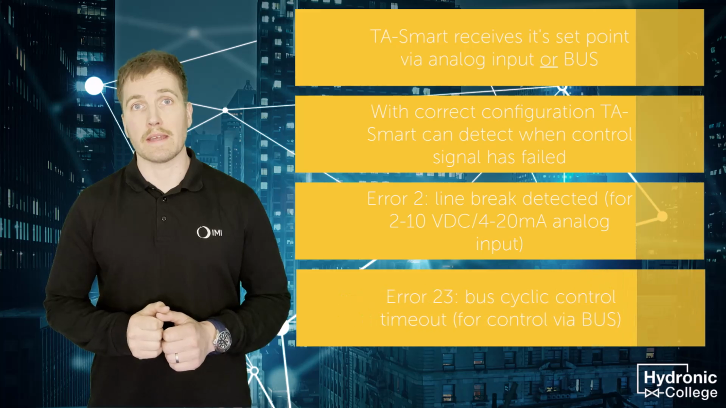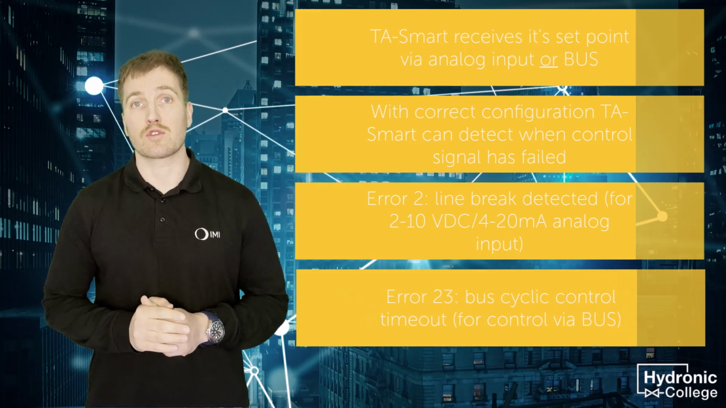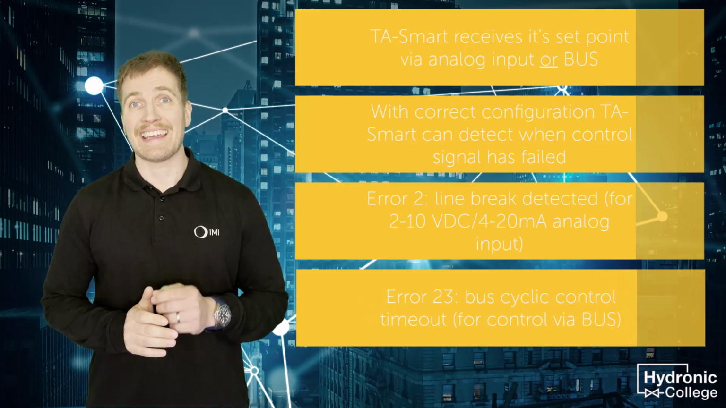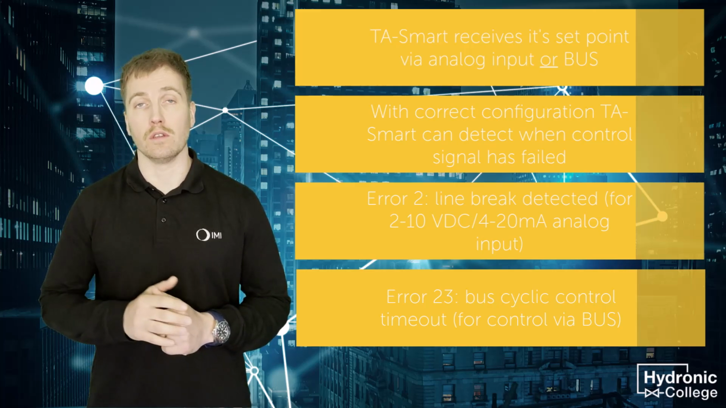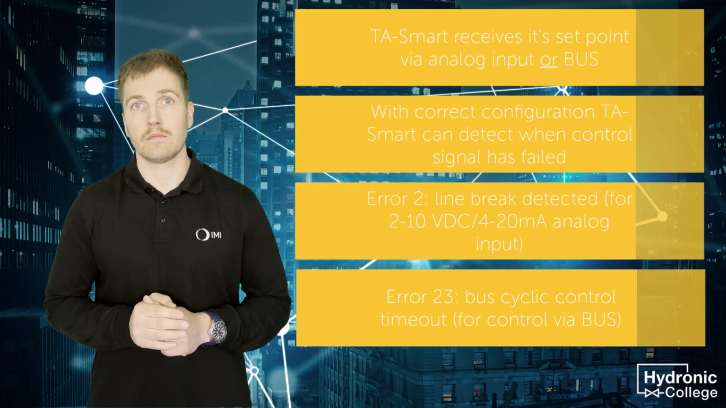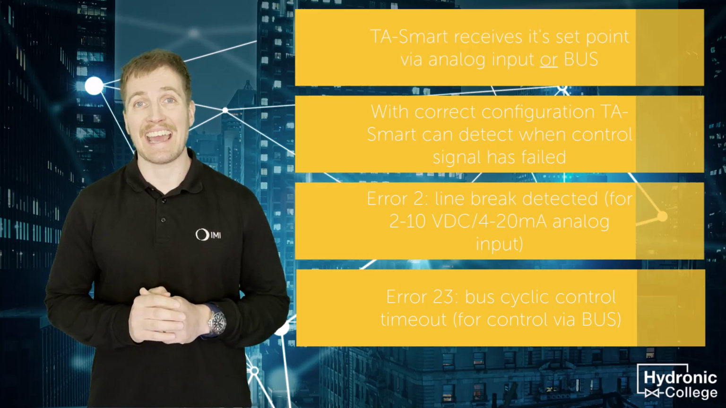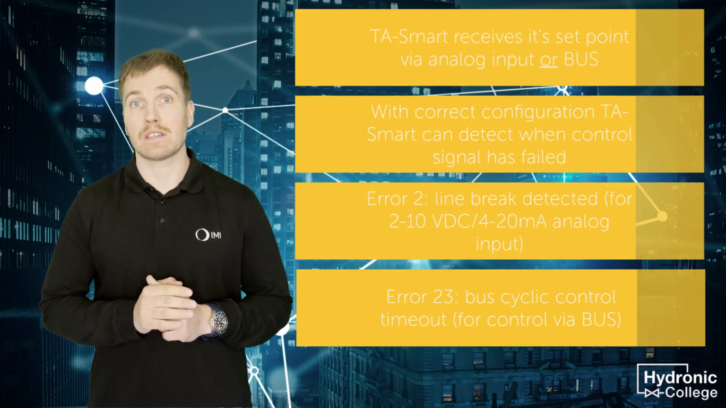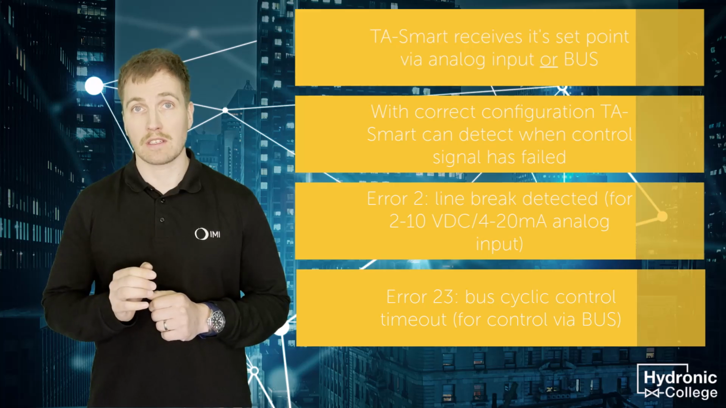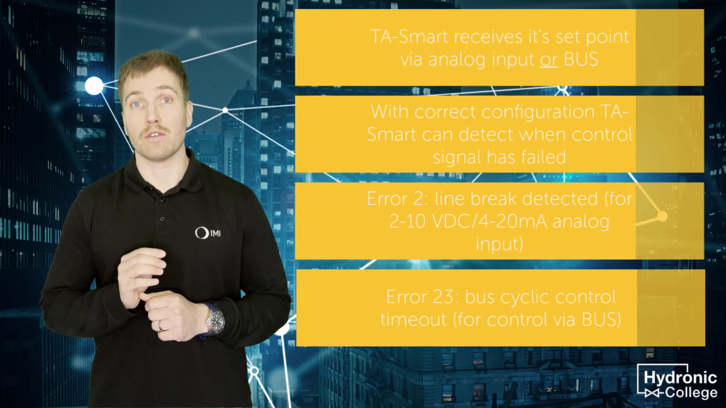Error 23. Bus cyclic control timeout, e.g. cabling issues or a controller stall. When enabled, TA Smart will trigger this error when the time elapsed since the last refresh of the set point over the bus is longer than the configured time.